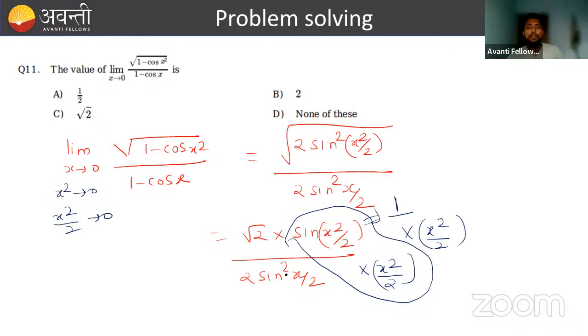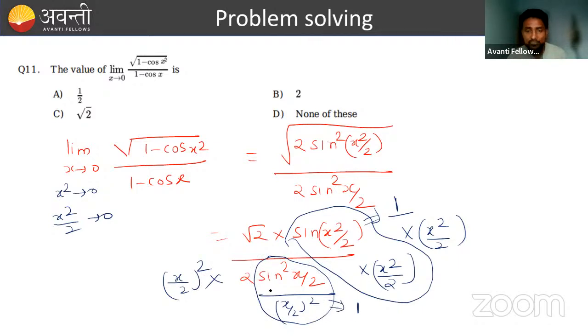Okay, now here it is sin square x by 2, but here it is sin x square, not x square. So what I can do, I can write like this, x by 2 whole square, and then I can also write x by 2 whole square. So now it will become 1. This will become 1, right? Because this is sin x by 2 divided by x by 2 whole square. Okay, so this is 1, this is 1. What you are left with is root 2 x square by 2, and in the denominator, x square by 4.